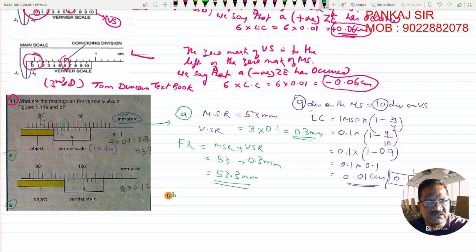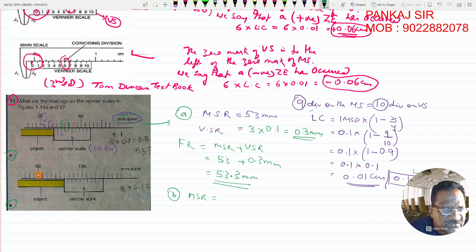Now let us try to do the B part of the question. Now if you see the B part of the question, here again the main scale reading will be, now see, this is the zero of the vernier, where it is coinciding.